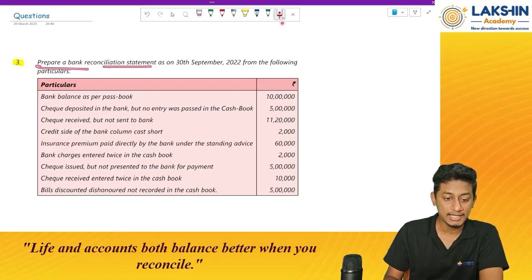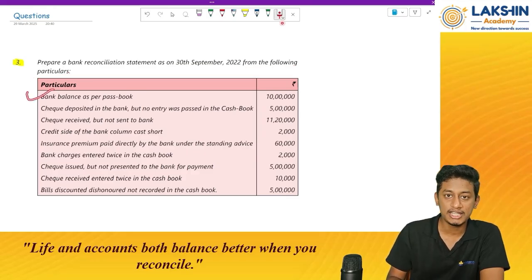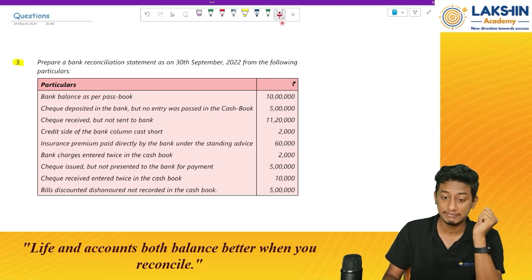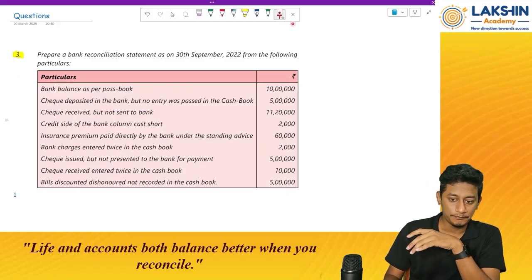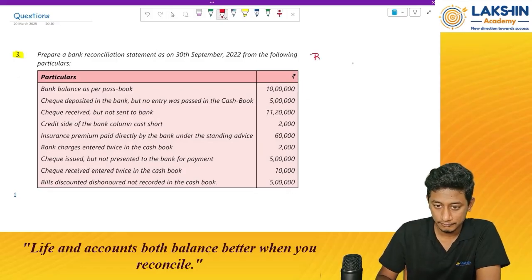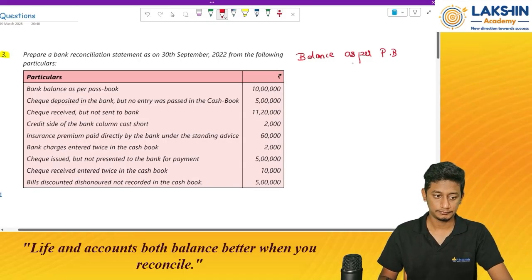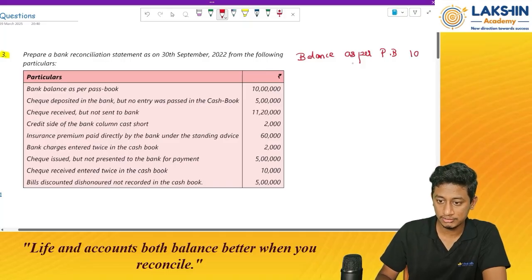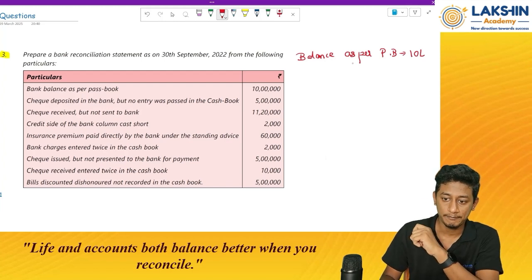Look at the question now. Prepare the bank reconciliation statement as on 30th September from the following particulars. So what have they given us? Bank balance as per passbook is given to us. This will be our starting point to solve the question. I will write, as per my passbook, rupees 10 lakhs. This is my first sentence that I will be writing today.